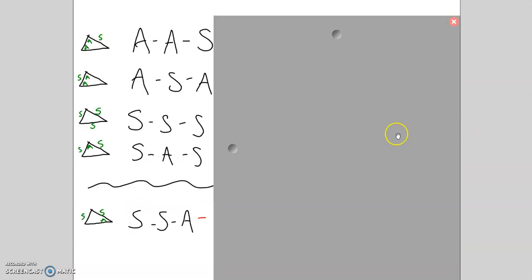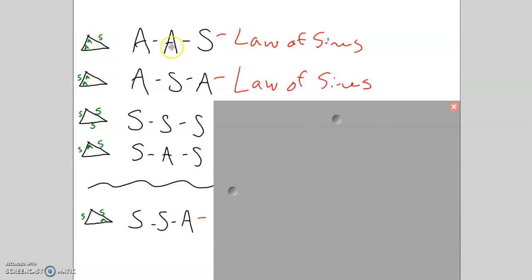Well, let's take a look at the types of triangles that we've looked at. When we did the law of sines the first day, we looked at triangles like this and like this. So if you know angle, angle, side, or if you know angle, side, angle, you can use the law of sines to solve the triangle.